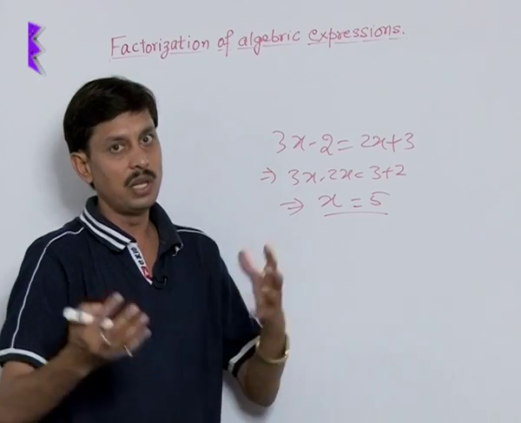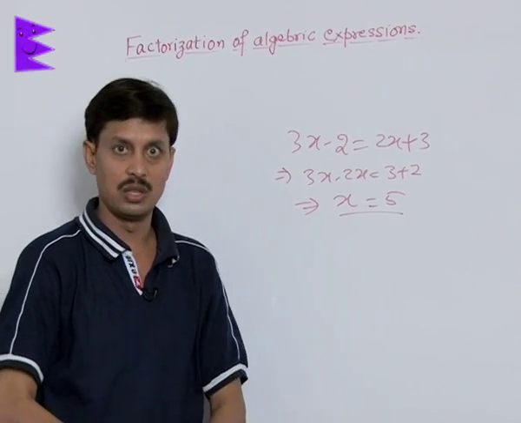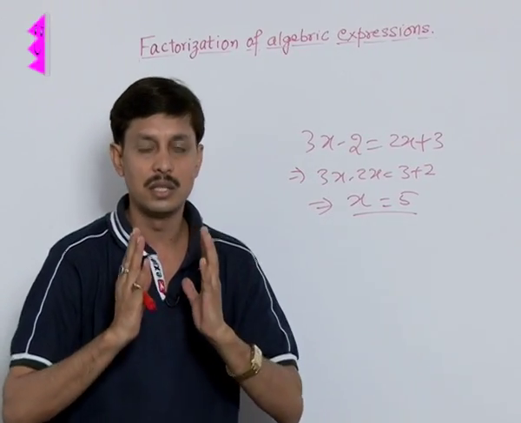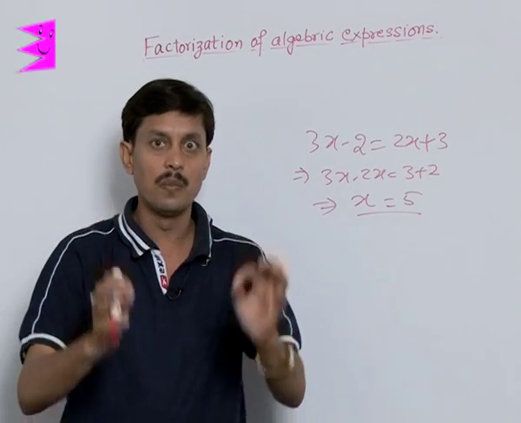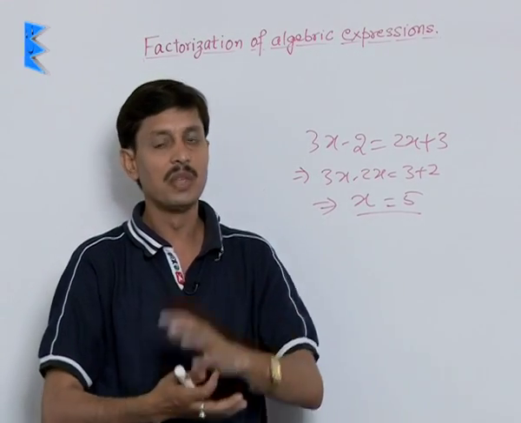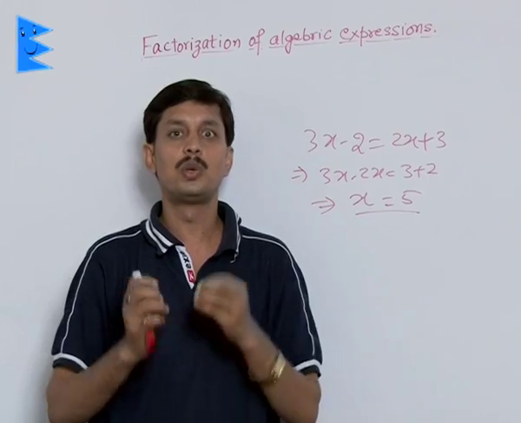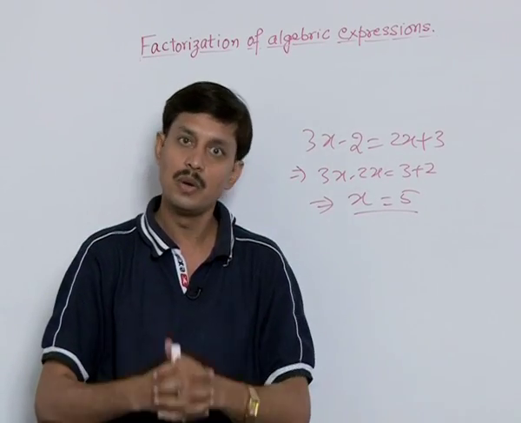So the difference between an equation and an identity is this: an identity is that relation which is true for every value of the variable, whereas an equation is true on a certain number of values.